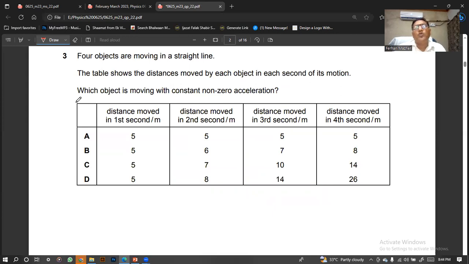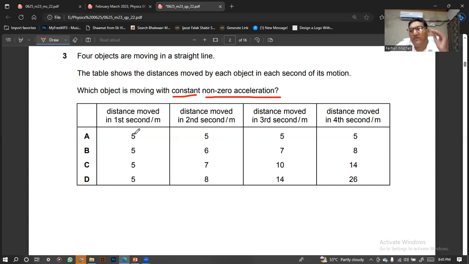Which object is moving with a constant non-zero acceleration? Means acceleration is constant, but it is not zero. It has certain acceleration, which means that the speed is gradually and uniformly increasing. So here, try to understand this data. Distance moved in the first second, distance moved in the second second, distance moved in the third second, and distance moved in the fourth second. So in all the options, the time is 1 second. So you can find the speed here.